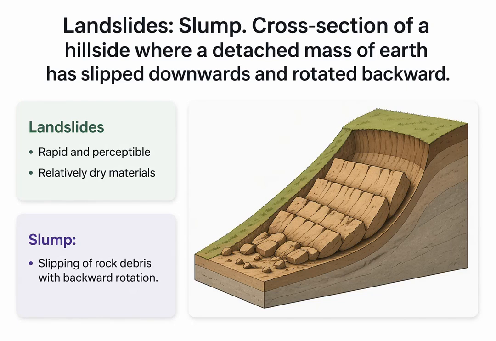Landslides are rapid, highly perceptible movements, but unlike mudflows, the materials involved are relatively dry. The size and shape of a landslide depend on rock discontinuities, weathering, and slope steepness. We categorize landslides by how the material moves. The first type is a slump. In a slump, one or several units of rock and debris slip downwards, but they undergo a backward rotation relative to the slope. Imagine sitting in a recliner chair tipping backward as it slides down a hill.